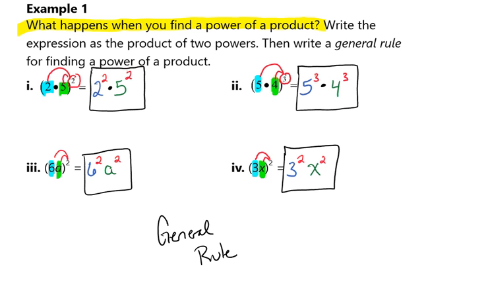So here, a general rule might be that if we have a times b raised to the m power, then our solution would be a to the m times b to the m.